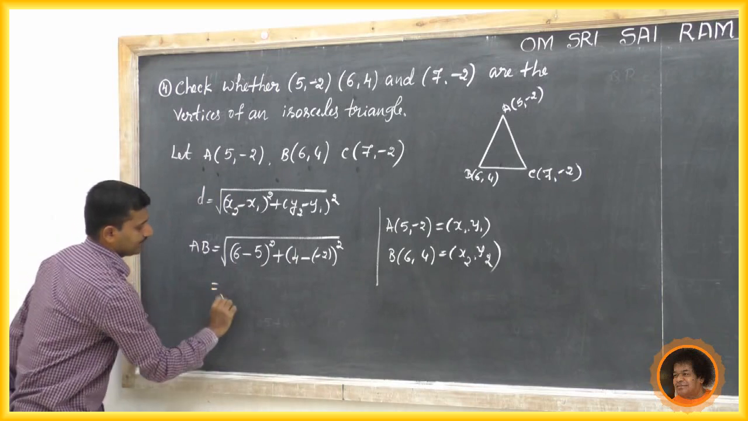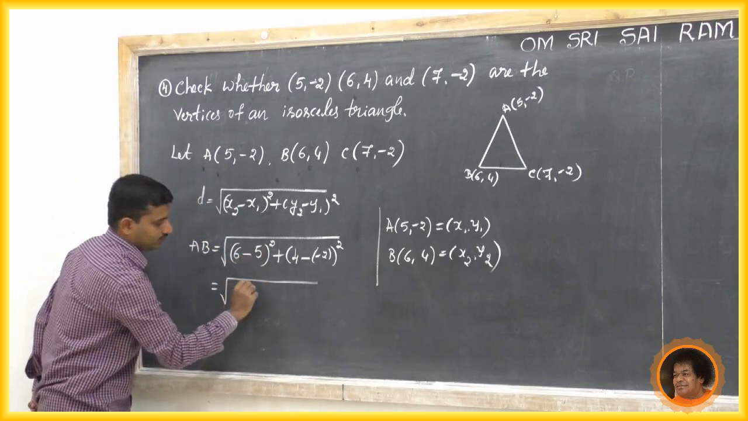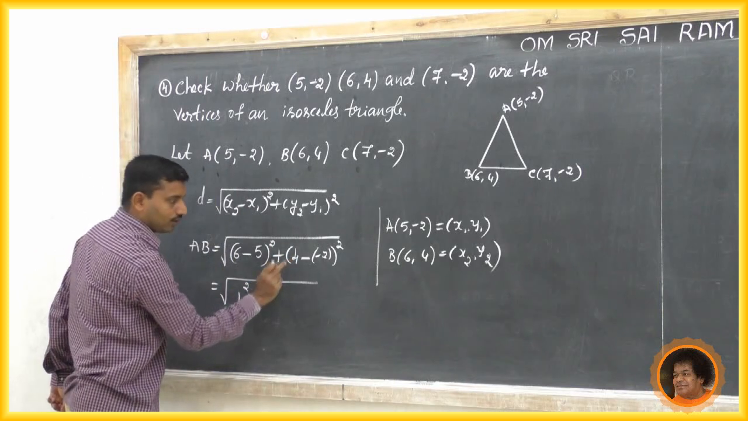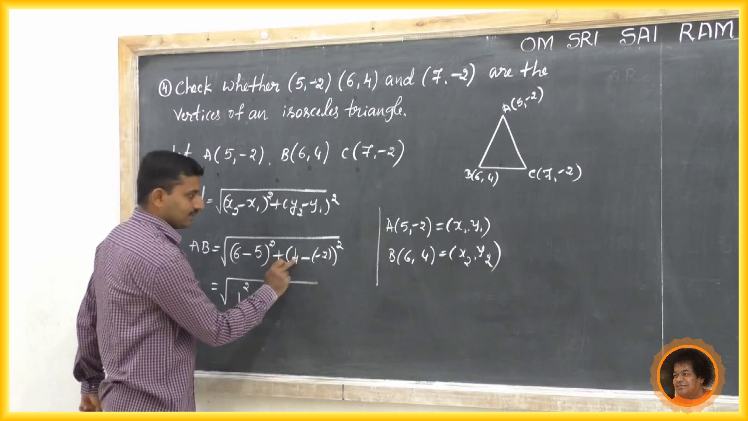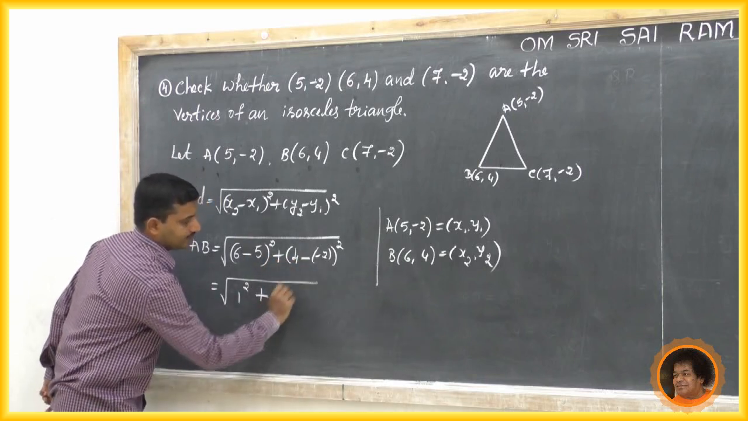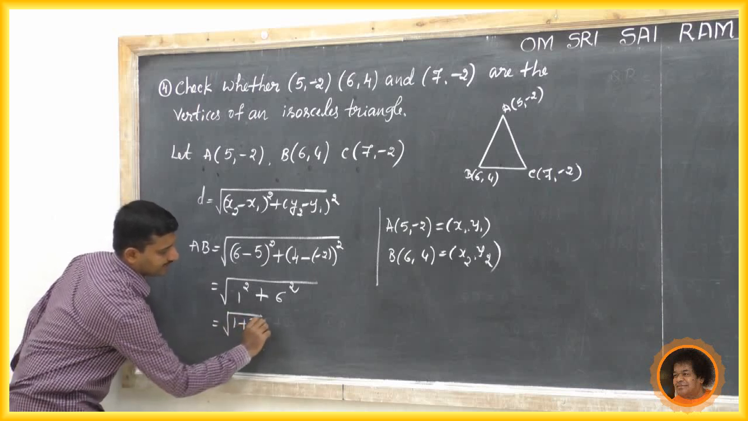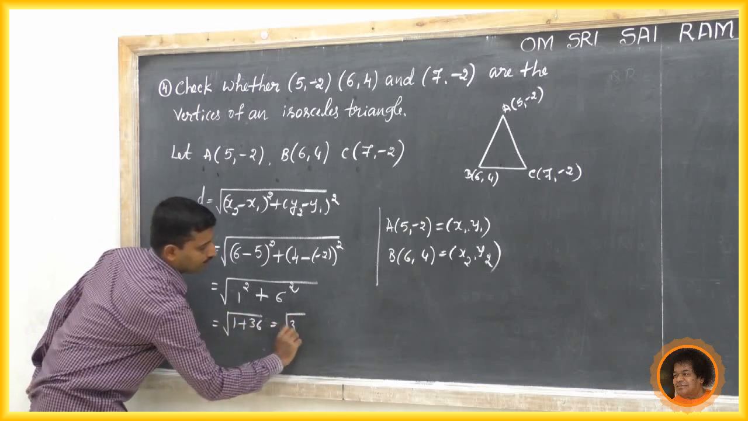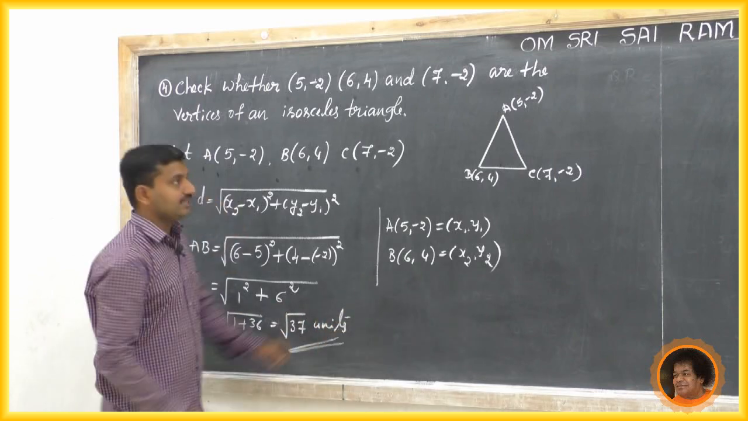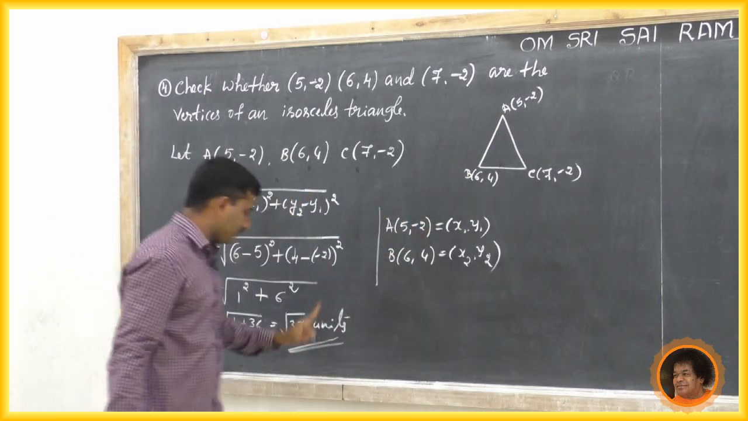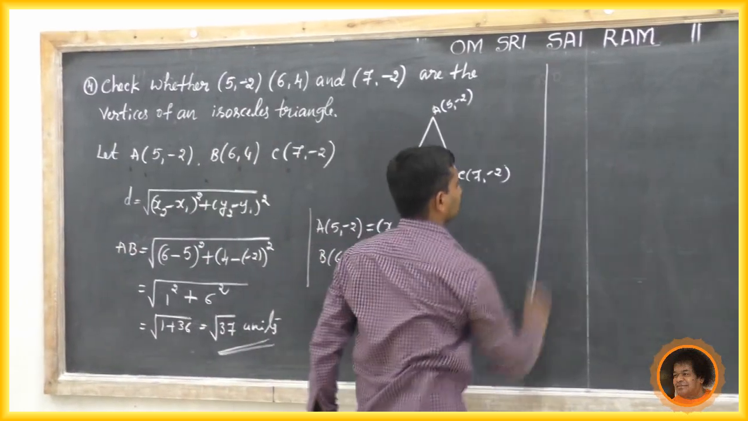Now simplify: equal to square root of (6 minus 5) whole square, that is 1 square, plus 4 minus of minus 2, that is a plus, 4 plus 2, that is 6 square. So equal to 1 square, 1, plus 36, equal to square root of 37 units. So this is the distance AB, that is square root of 37 units. Next, to find the distance between BC.